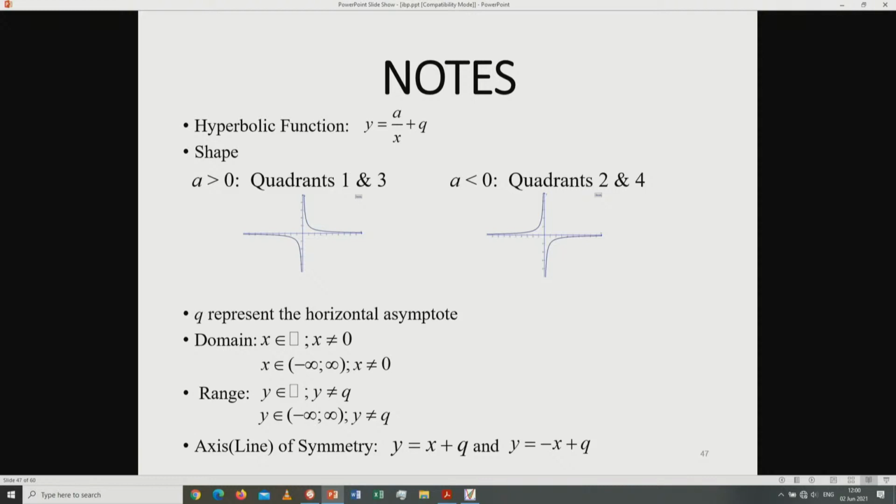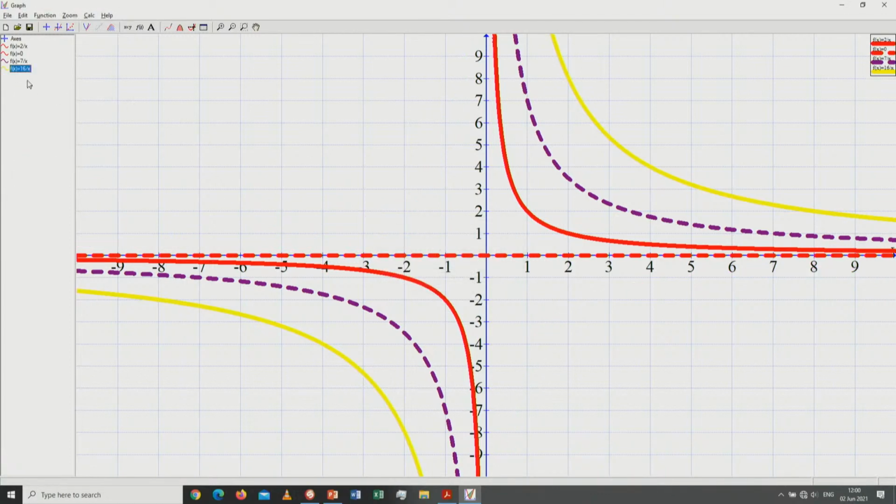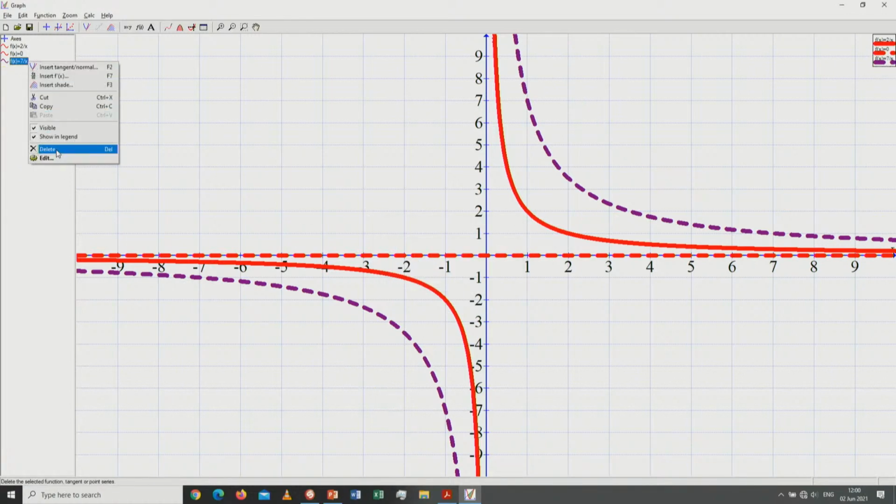Very important. Maybe we need to see what it is that we are talking about when we talk about y equals x plus q, and then y equals minus x plus q. Now, before I write it down, let me have it on the sketch here so that at least we can understand and see what the line is doing to the graph. Okay, now we're going to look at it.